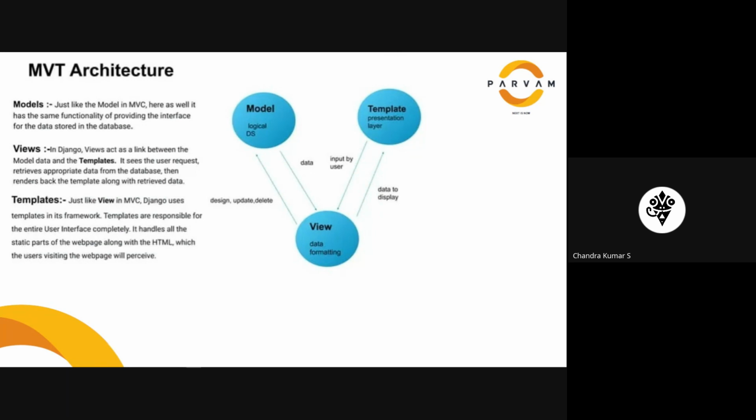So through the template, I get the details from the view. I call the controller: this is the data I need. That data I get through the views from the model. This is the cycle of data transaction through the application.